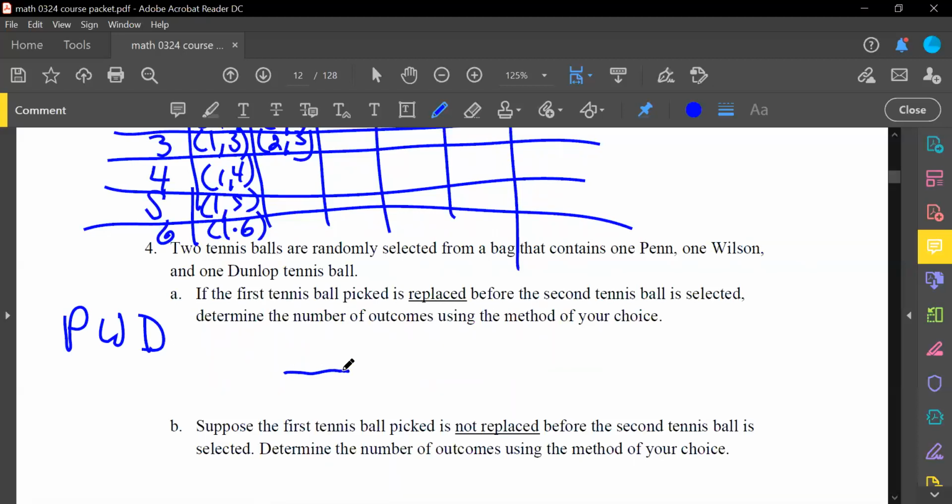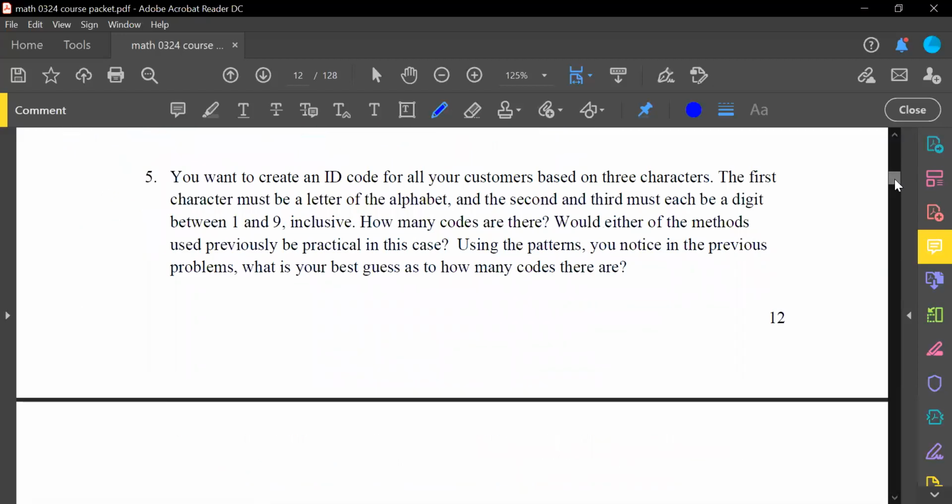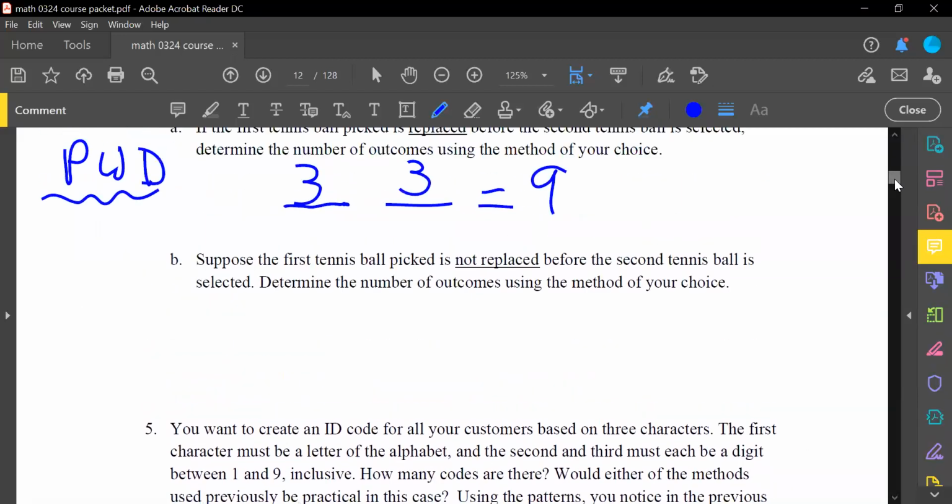So basically, I've got 2 little things I'm going to do. The first time I pull from the bag, I have 3 choices: Penn, Wilson, or Dunlop. I put the ball back in, shake it up, and on the second draw, I also have 3 choices. So 3 times 3 is 9. So I've got 9 possible combinations of balls using the multiplication principle.